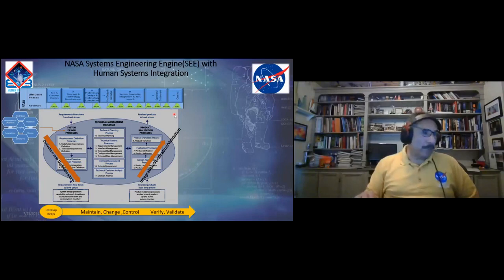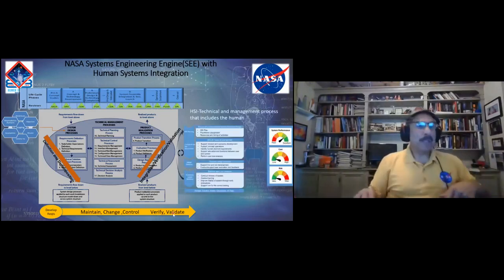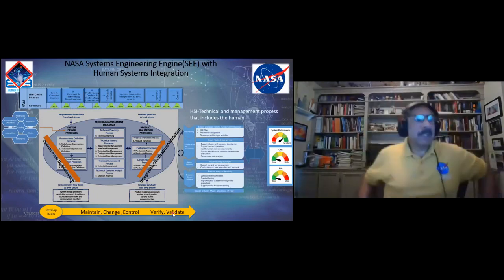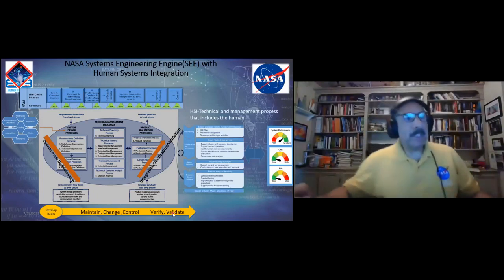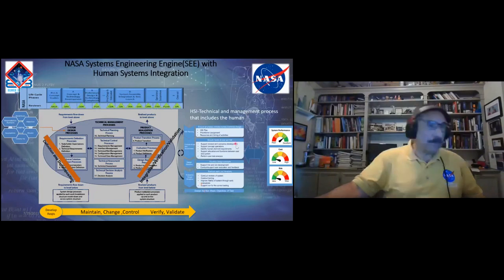Now, here's another aspect of it. At a very short level is the systems engineering process. It's developing requirements, which means you're maintaining requirements, managing changes to the requirements, controlling the requirements, verifying the requirements, validating the requirements. Along the way is the human systems integration aspect of it, both the technical and management process that includes the human. And so what you're seeing here is what we call human-centered design as part of systems engineering.